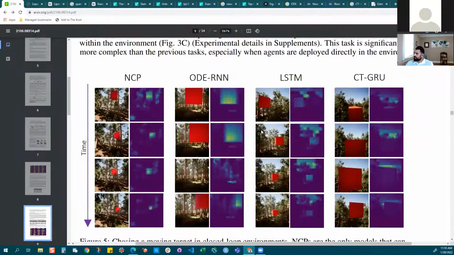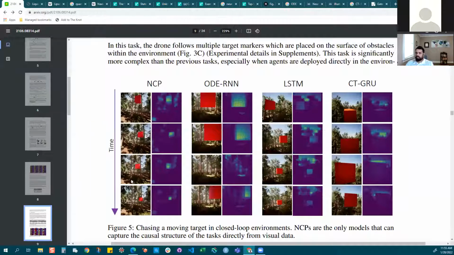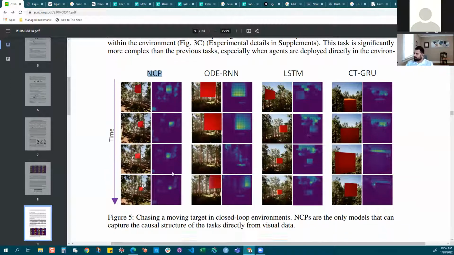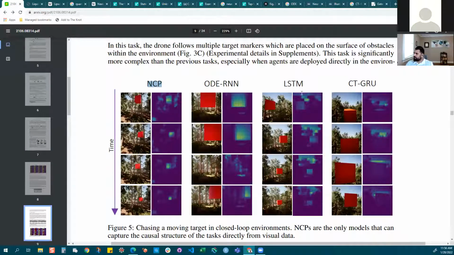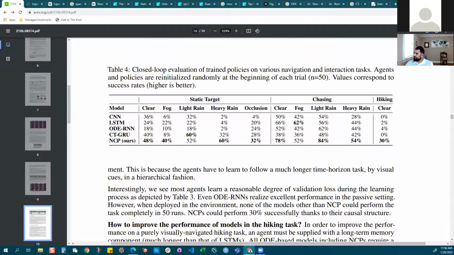And then they have another experiment for hiking through an environment. What they observed was that for different methods, the drone got too close to the object. And as we see here, the drone got very close to the objects. But in this causal model, it maintained the distance and correctly was able to identify where the object is. So it was maintaining the distance and also identified the location of the objects, beating other models in accuracy. And then they provide the results here.